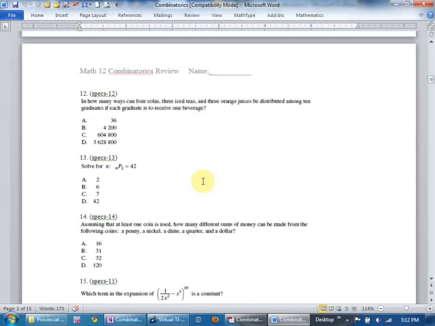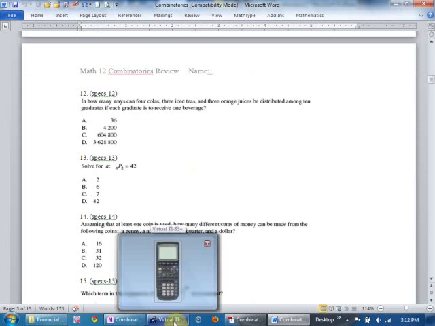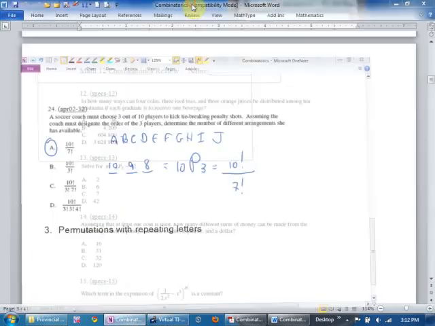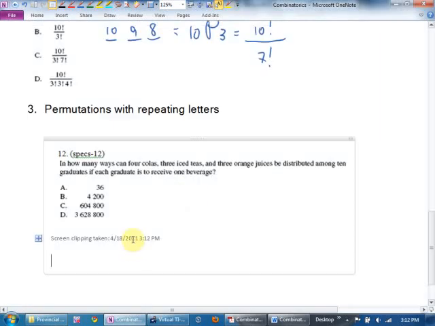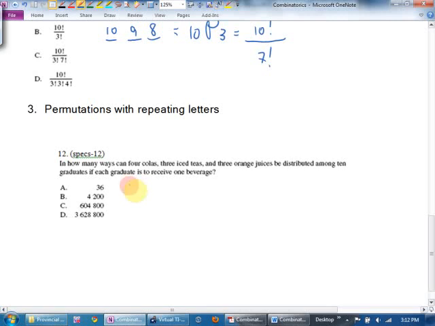Here's an example, number 12, of one with repeating terms. How many ways can 4 colas, 3 iced teas, and 3 orange juices be arranged? I said, this looks to me like a 10-letter word. And if we're trying to see the number of ways that we can mix that up, how did we do this one? We said it's going to be 10 factorial, because there's 10 different beverages, over what?